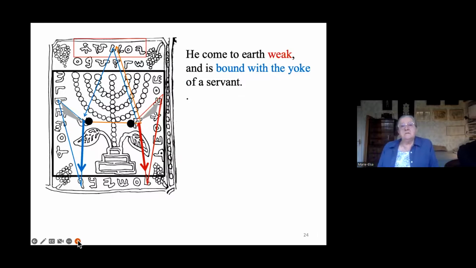Now, when he comes to earth, and we're still using the same letters, on the red, you have got the black dot, and when he comes down to earth, that gives you the word weak.